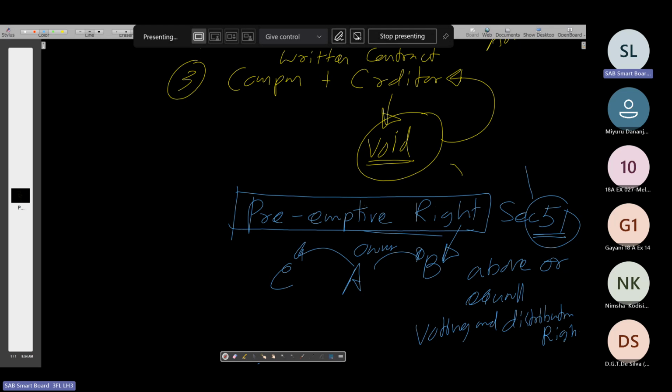Then debenture capital. A debenture is a written document issued by a company acknowledging to pay a specific rate of interest for a specified period and to pay the principal amount at the maturity date. That document is known as a debenture. Types of debentures.